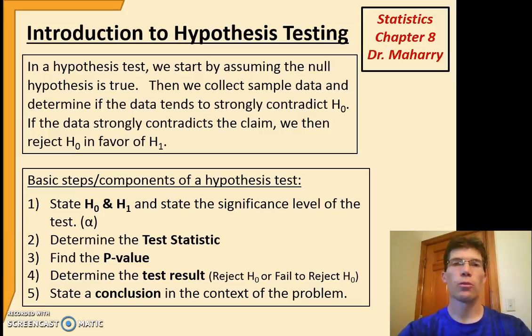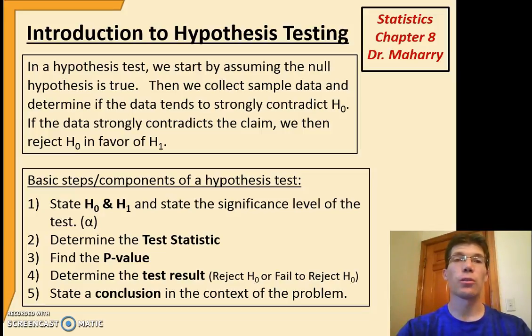So number one is what we've been talking about so far. We start by stating the null and alternative hypothesis. We will also state our significance level, which is essentially our error rate in our hypothesis test. The test statistic: this is where we will go to the sample data and calculate the test statistic based on information in our sample data. This will account for sampling variability, sample size, all that sort of stuff.